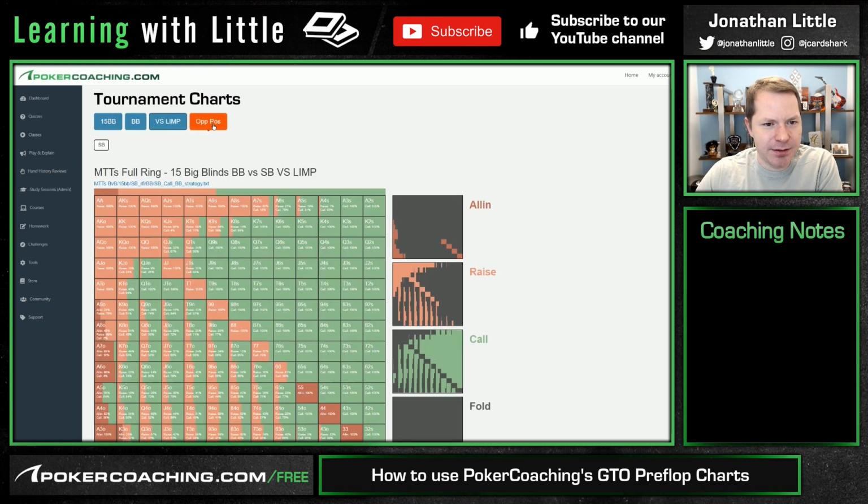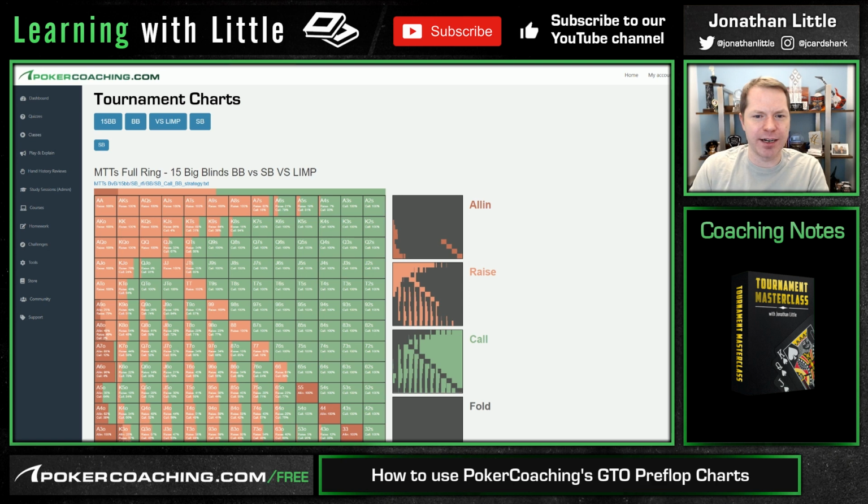Facing a limp from the small blind, you see that the big blind, 15 big blinds deep, would use roughly this strategy where it raises small with its best hands plus a pile of nonsense bluffs, and it rips it all in with these hands that have pretty good equity. I actually go through a lot of these scenarios and explain why the solver does what it does in my tournament masterclass. So if you want full explanations on that, make sure you check that out.